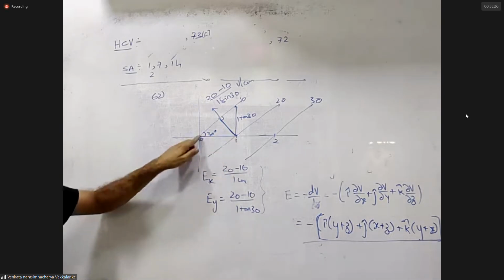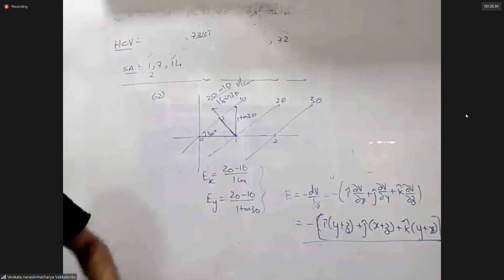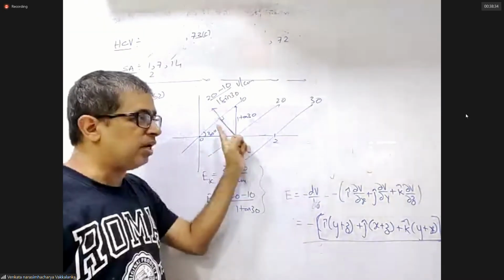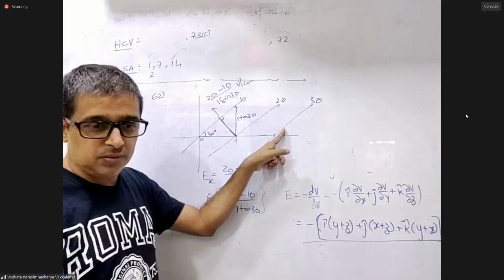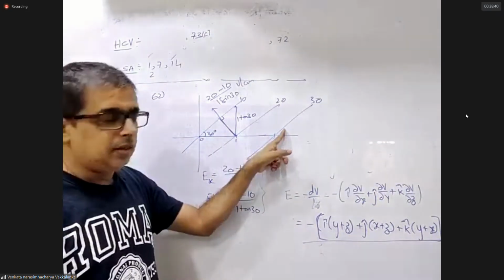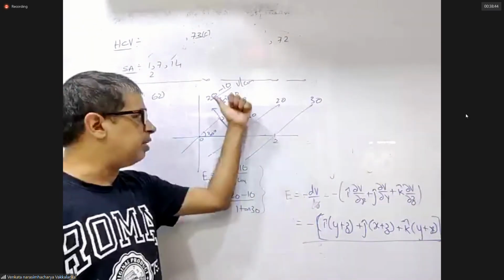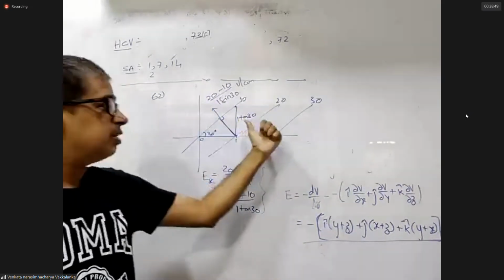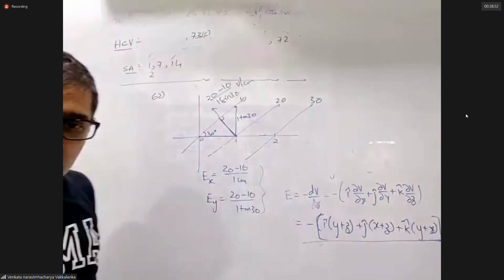If not, calculate Ex and Ey separately and take the resultant, you will get the same answer. By the way, how do you know that the resultant is in this direction? It will be perpendicular to the equipotential surface. Field lines are perpendicular. Above all, even if they are perpendicular, they will be in this direction or this direction. How do you decide that? They will be in this direction, from higher potential to lower potential.